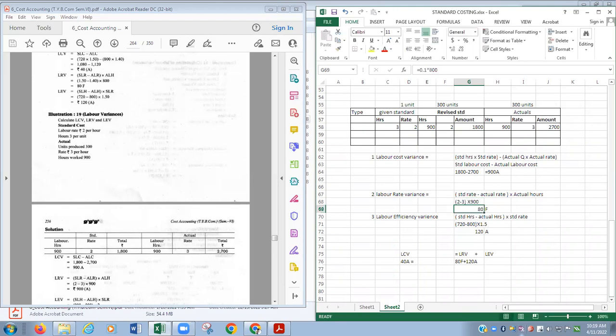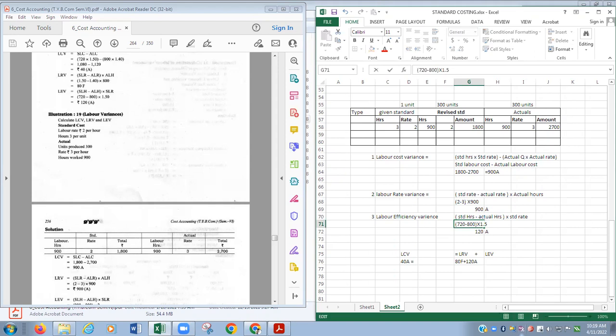Okay. So we have paid 1 rupee more per hour. So in all, we have paid 900 rupees more. Okay. So 900 A, adverse, will be the variance. Clear? Now last one, labor efficiency variance, standard hours minus actual hours into standard rate.